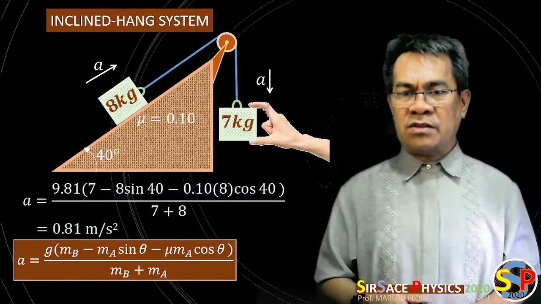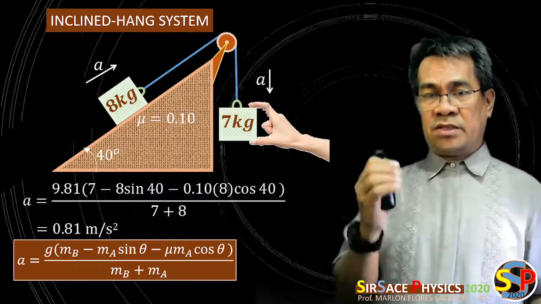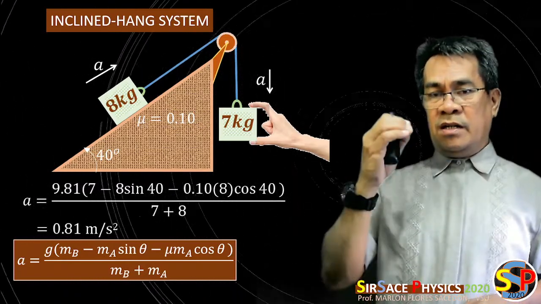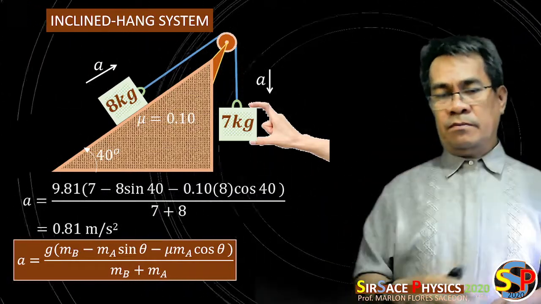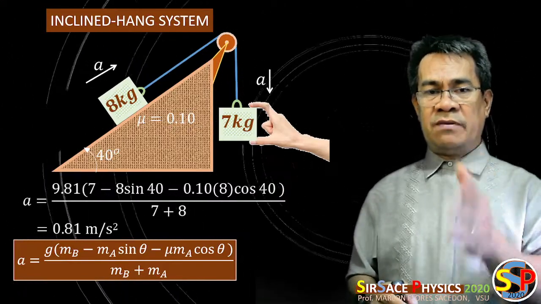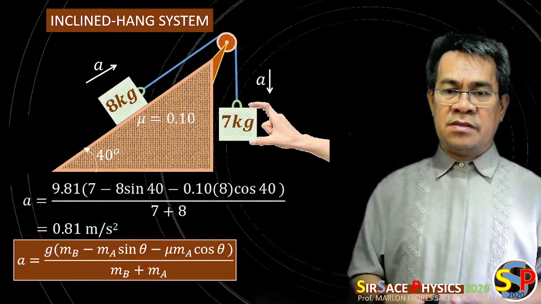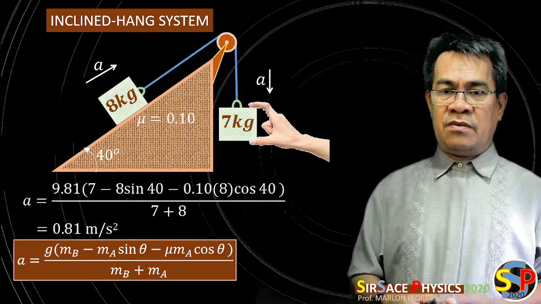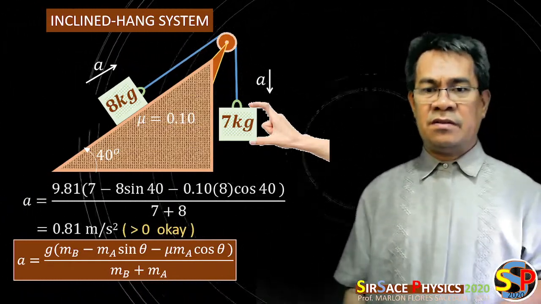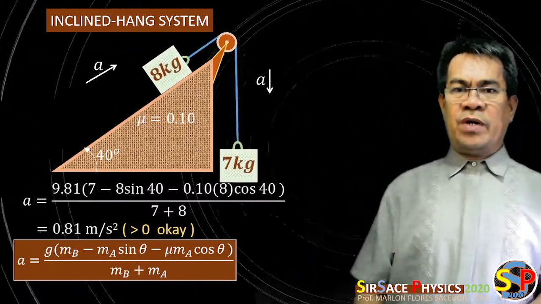Calculate this, and the result is 0.81 meters per second squared. Since this is positive, it is true that the system follows our assumption. Meaning, the 8 kilograms will move up the plane while mass B, which is 7 kilograms, will move downward. Because we have a positive result, greater than 0, you can use that formula.